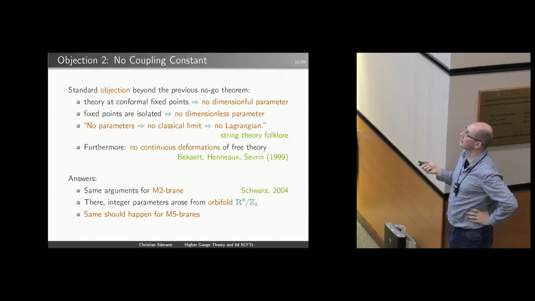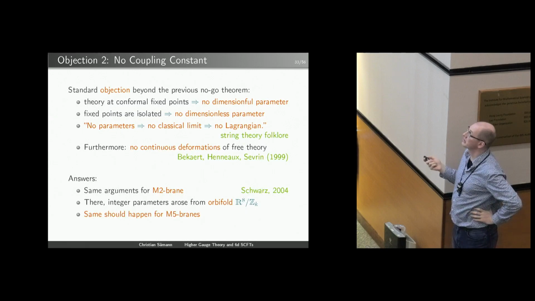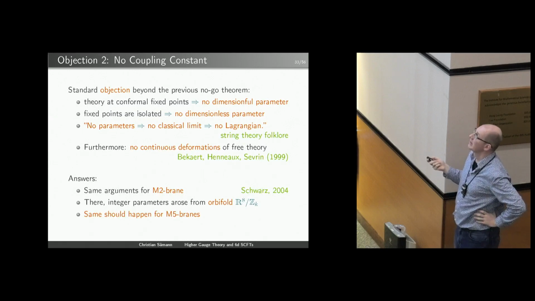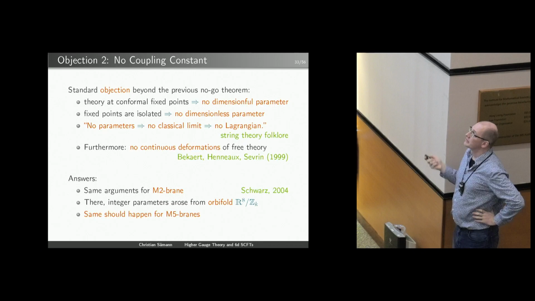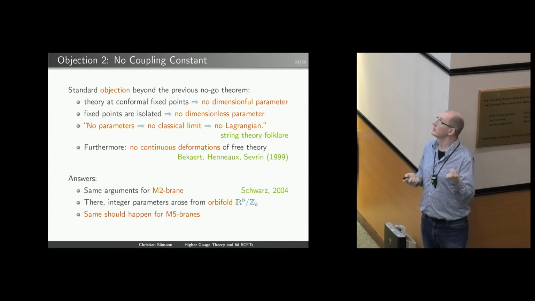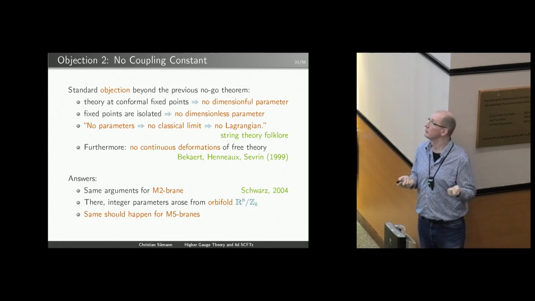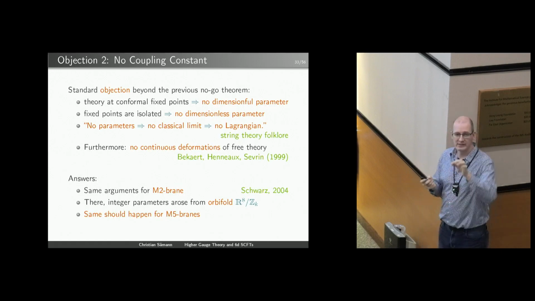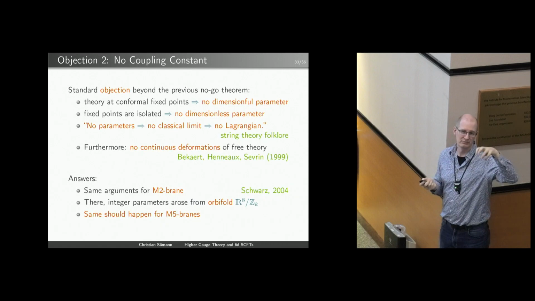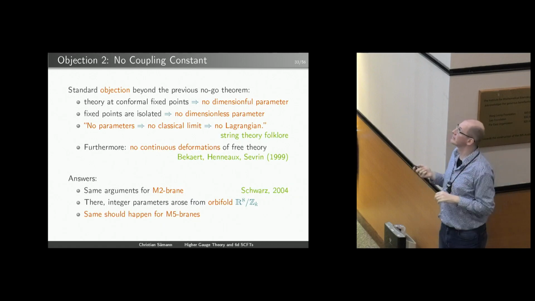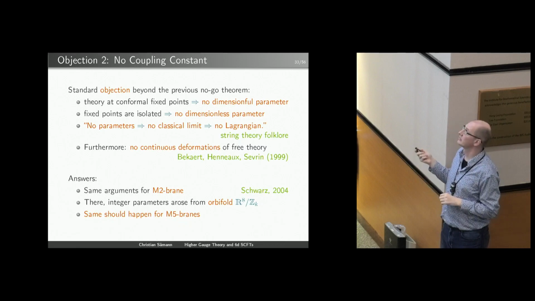The second objection is a very physics objection, and it's a very interesting, important one. It says, well, our 2-0 theory was a theory at conformal fixed points. It's a conformal field theory. We don't have dimensionful parameters. The fixed points are the singularities of K3 surfaces, singularities in moduli space of K3 surfaces. So they're isolated. So we don't have dimensionless parameters. So we don't have parameters. There should be no classical limits, so no Lagrangian.